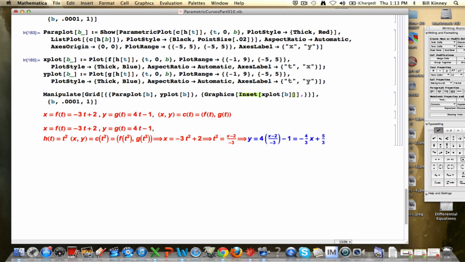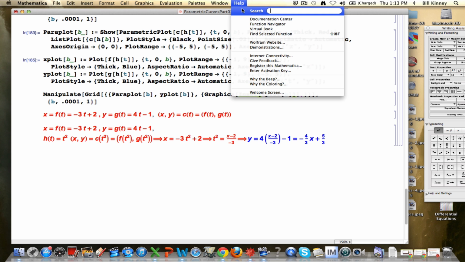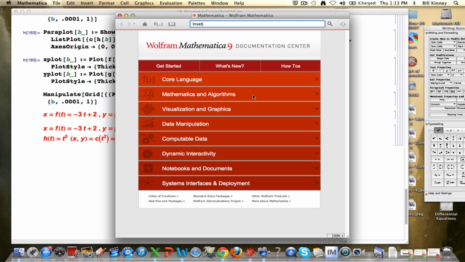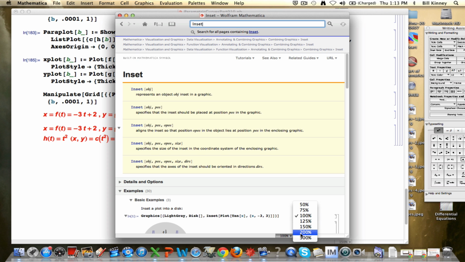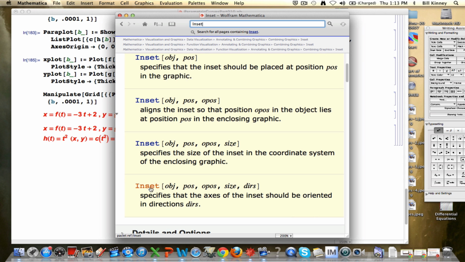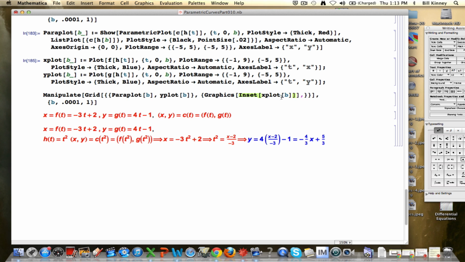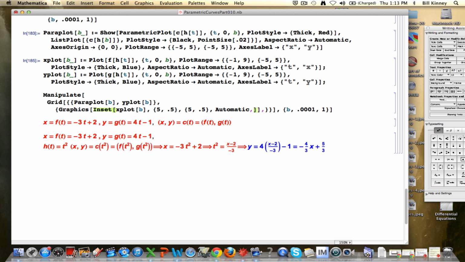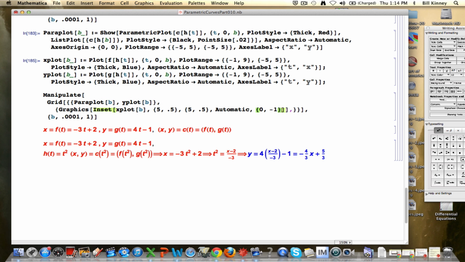Inset is a command that's a bit confusing. You can go to the Help menu to try to find out more information about it. Go to the Documentation Center and see some examples and also look at the syntax. And I am basically going to be using this full syntax here. I'm just going to type it first and then try to explain it as best I can. So let's see here. I need a 5, 0.5 in curly braces, comma 5, 0.5, comma automatic, comma 0, comma -1. All right, where did all that come from? Well, let's just see what it produces.